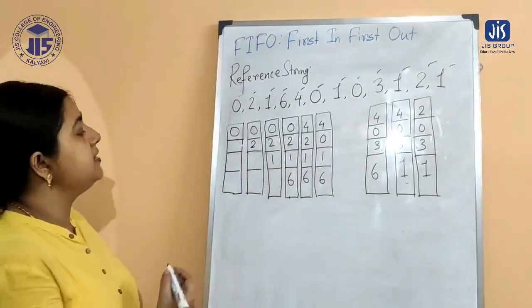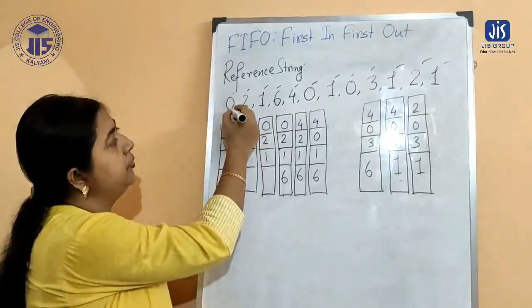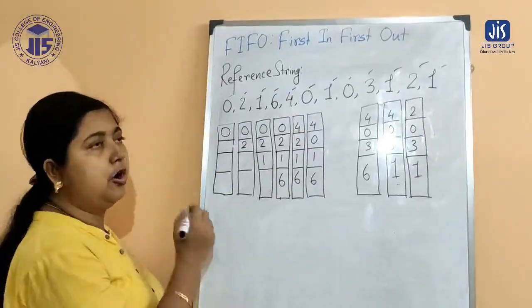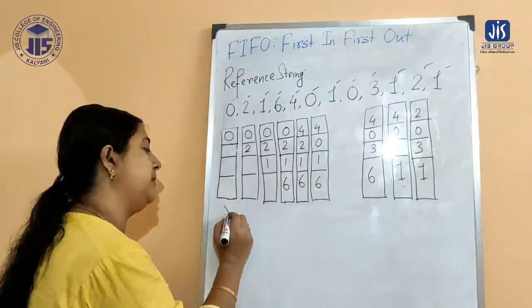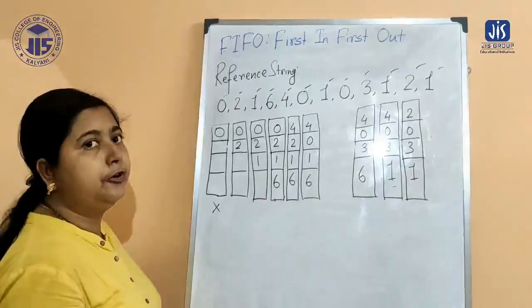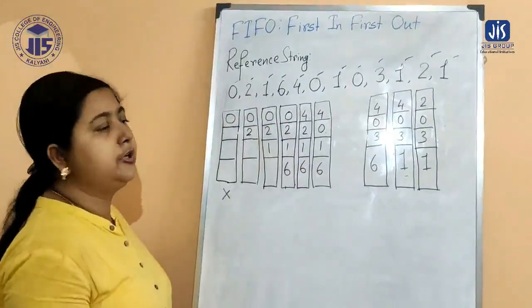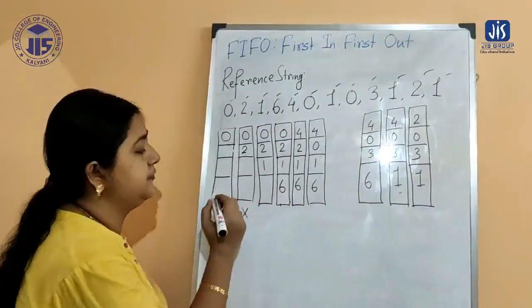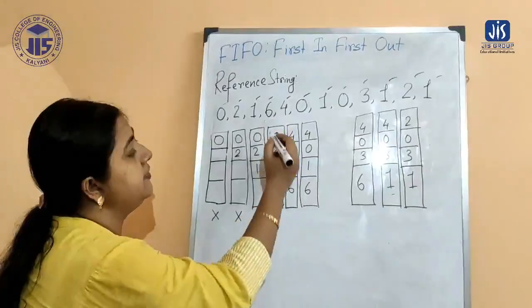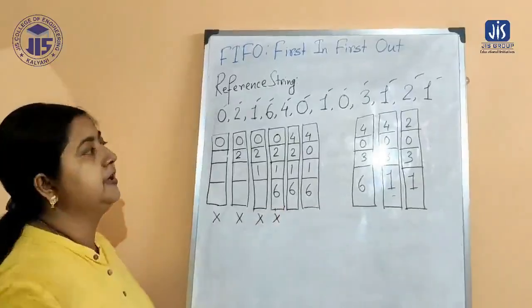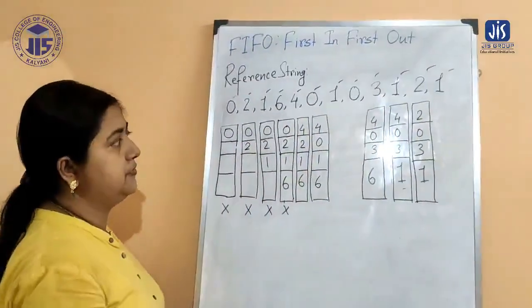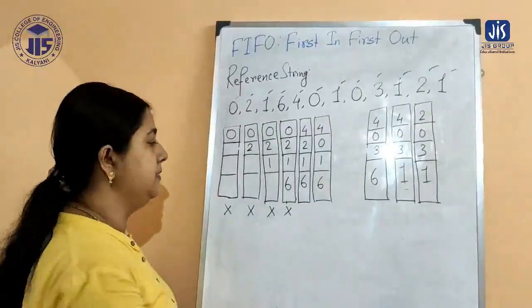So here you can see at the beginning we refer to 0. 0 was not in my memory, so obviously a page fault was generated here. After that we were looking for 2. 2 also was not in my memory, so again a page fault is generated. Then for 1 a page fault is generated. Then for 6 again a page fault is generated. And then for 4 again we need to generate a page fault because 4 was not in my memory.